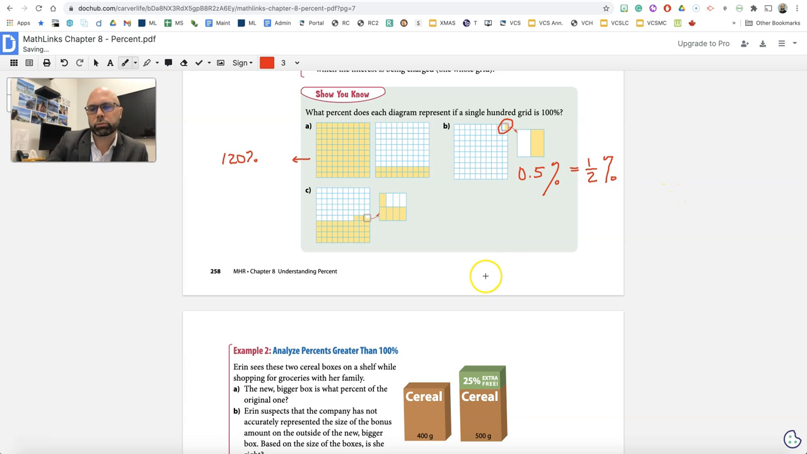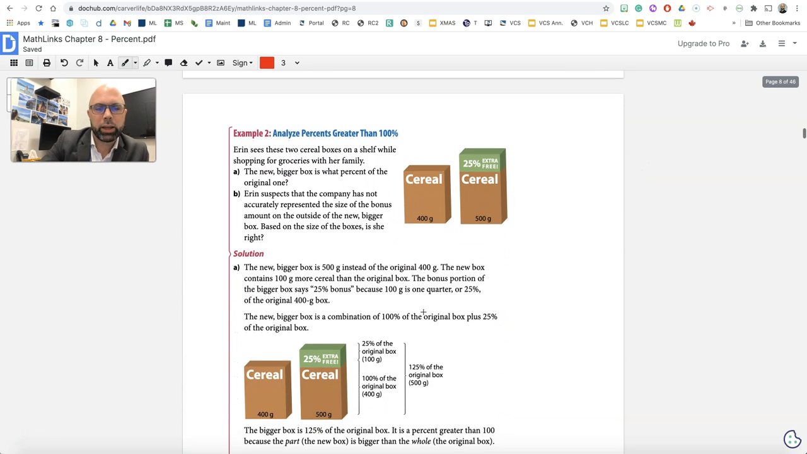All right. Keep in mind, 0.5% is very different than 50%. That is, when we see that percent sign, we understand it differently. Aaron sees these two cereal boxes on a shelf. The new bigger box is what percent of the original one?